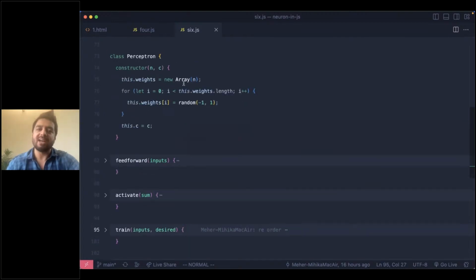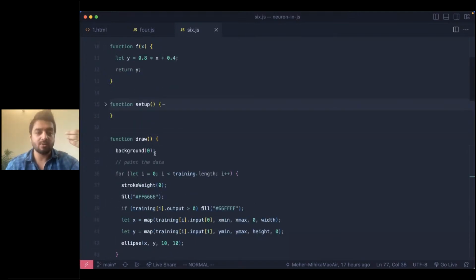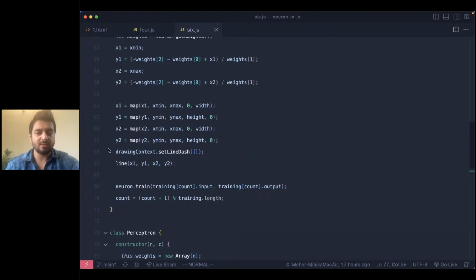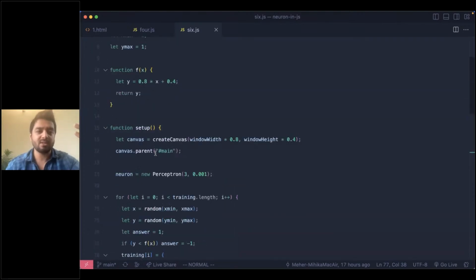We start with some random weights, as you can see, I'm taking a random number for all the weights. So when I'm creating my perceptron, I'm saying let's create this perceptron for 3 inputs, that is X, Y, and then bias. That's what you're going to see here. Just ignore what is happening in the draw function, because the draw function is where we are dealing with the canvas.